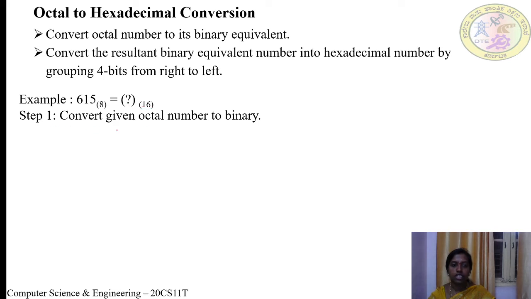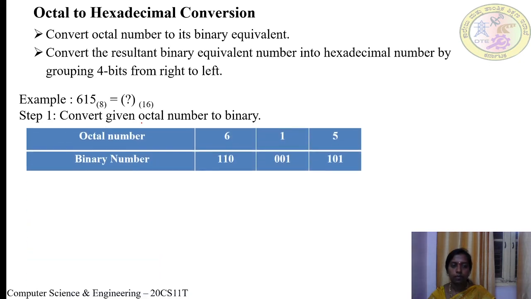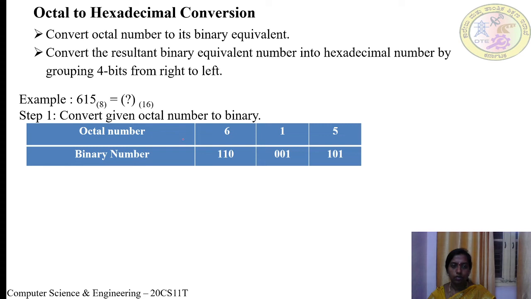Step 1. Convert the given octal number to binary. Take every digit of the octal number and make a group of 3-bit binary number. So, we move on to the table. The octal number digits can be written from right hand side to left hand side, that is 5, 1 and 6. So, the binary equivalents: for 6 it can be written as 1, 1, 0. For 1 it can be written as 0, 0, 1. For 5 it can be written as 1, 0, 1.